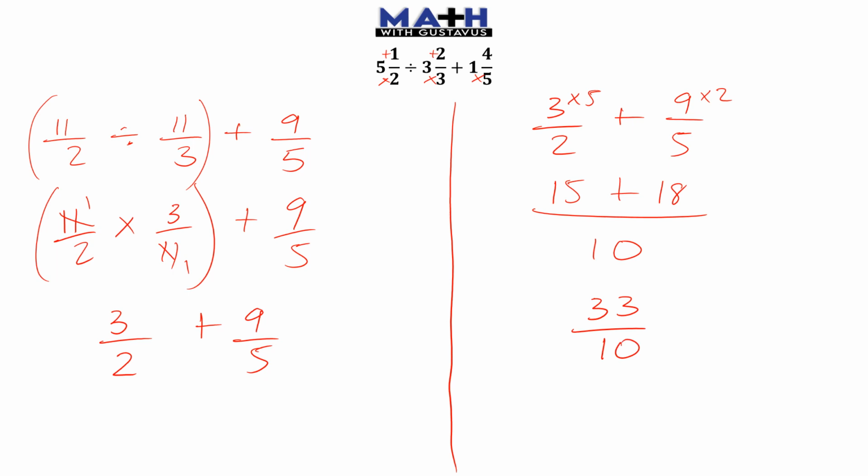We can leave our answer as that, or we may convert our answer to a mixed number, which will be 3 into 33. That goes 3 times, and that will leave us with a remainder of 3. And then we put back our denominator, which is 10.